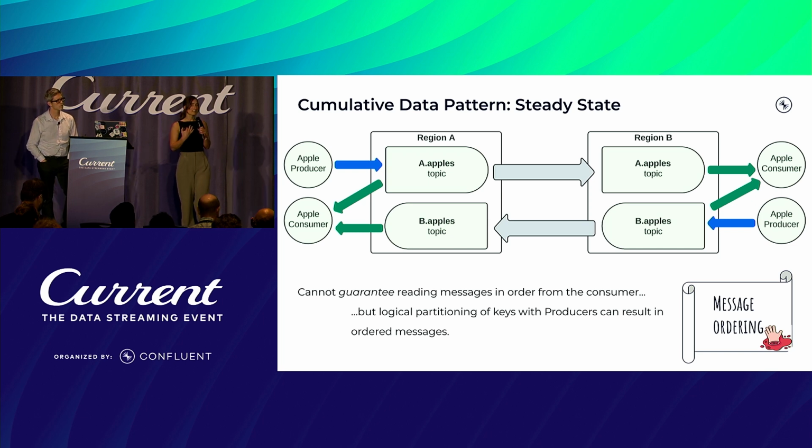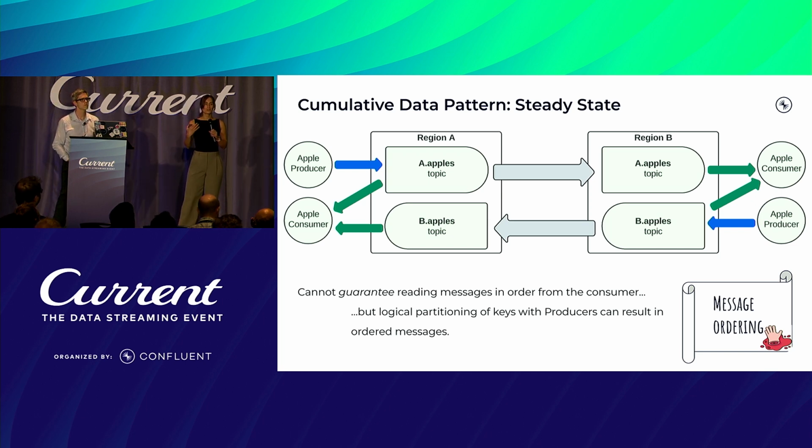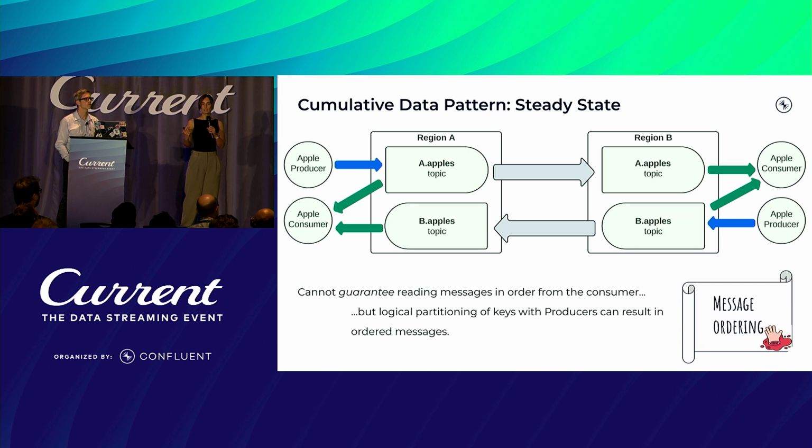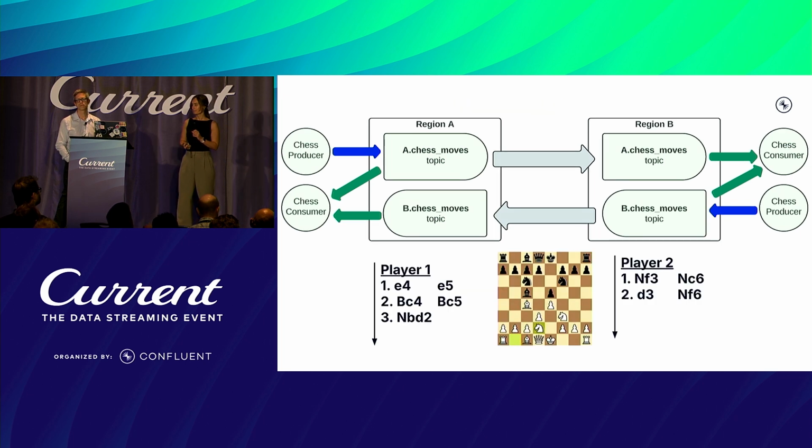Where it gets really fun, really tricky, is when it comes to those consumers. Because you cannot guarantee that you are going to read the messages in any order from the consumer. Like Kafka doesn't allow you to pick which topic you read from first. But if you logically partition your keys in a certain way via your producer, you can have ordered messages. So let's get into what we mean by this.